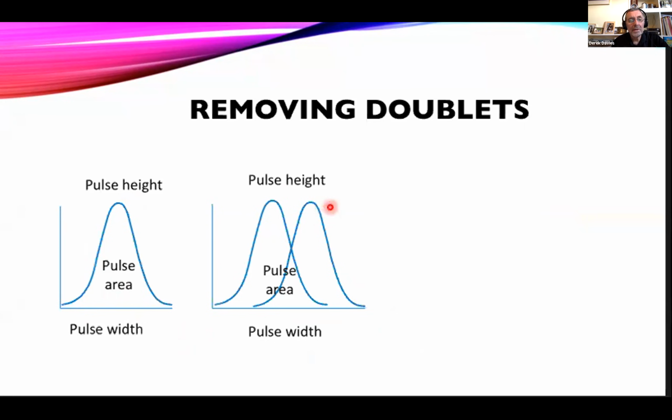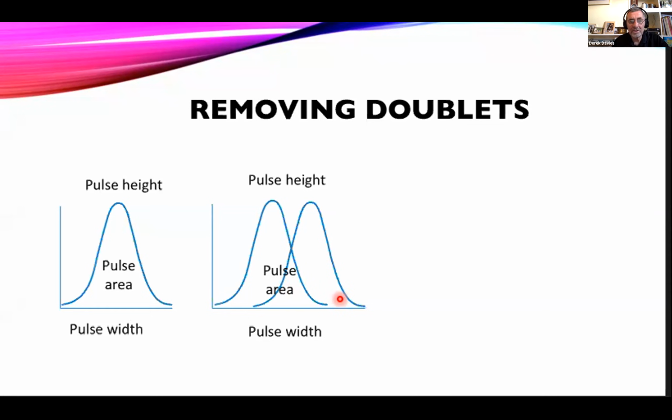Now, the thing about this is the height of these pulses would be the same, but the area and the width will be different. The area of the doublet will be bigger than the area of a singlet. The width of the doublet will be bigger than the width of a singlet population. So I can use that to help me exclude doublets.